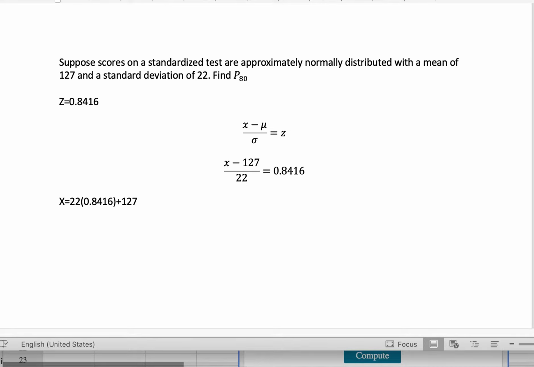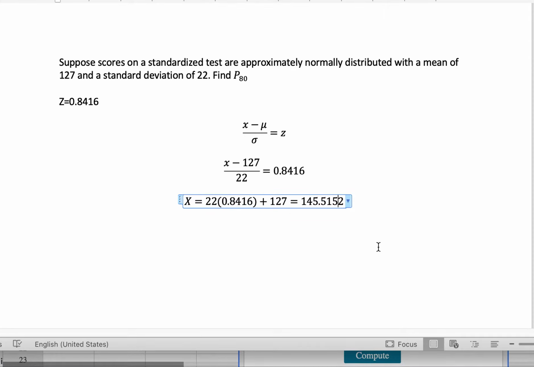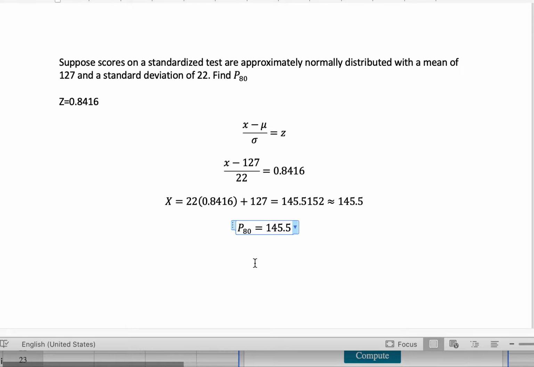So popping this on a calculator gives you about 145.5152. Let me format this nicely real quick. Bear with me, I should have done this in the first place. There we go. So that's approximately 145.5. That's the test score. So what does that tell me? That tells me that the 80th percentile is equal to 145.5. So a score of this amount would put you in the 80th percentile.